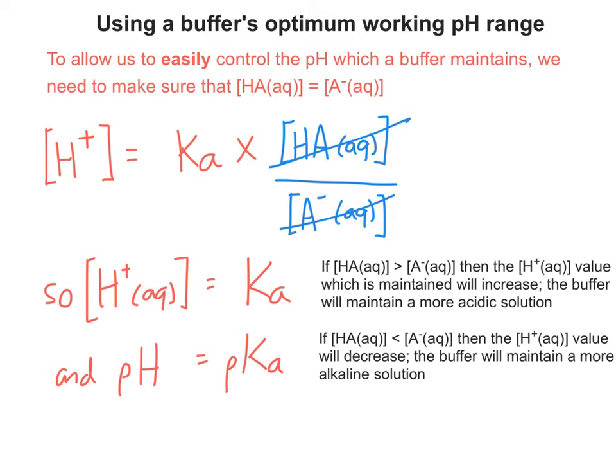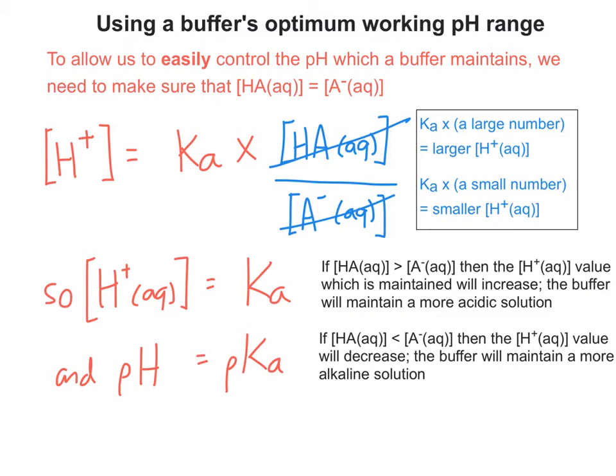If on the other hand it's the other way around and the concentration of the weak acid is less than the concentration of the conjugate base, then the H plus concentration value will decrease, and therefore the buffer will maintain a more alkaline solution. So in this way we can manipulate the ratio of weak acid to conjugate base concentration to control which particular pH the buffer will maintain for us.